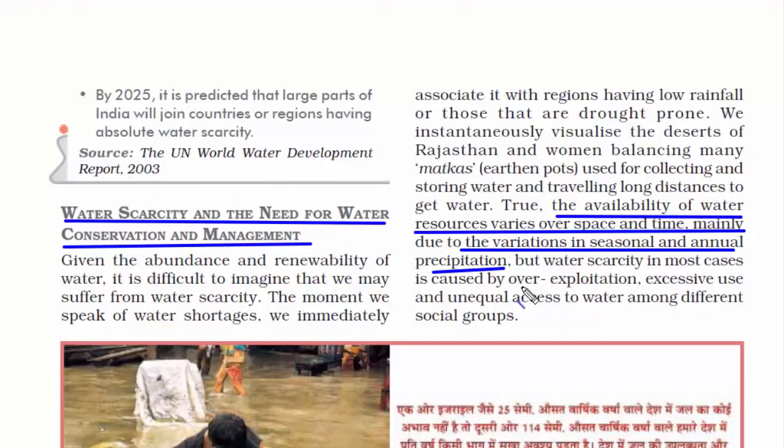Rain is something that is not in our hand, right? But what is in our hand is controlling the wastage of water. We can and we must control that. And that is where water management and conservation comes in.